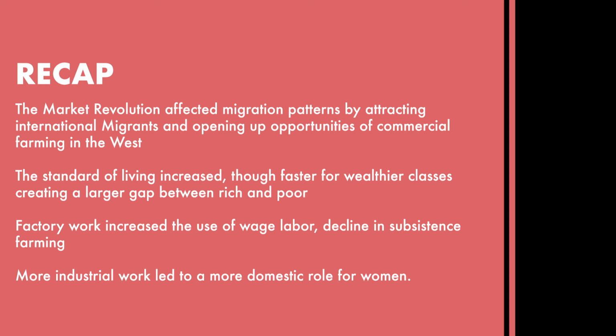Alright, here's a recap. The market revolution affected migration patterns by attracting international migrants and opening up opportunities of commercial farming in the West. The standard of living increased, though faster for the wealthier classes, creating a larger gap between the rich and the poor. Factory work increased the use of wage labor, and there was a decline in subsistence farming. And finally, more industrial work led to a more domestic role for women.